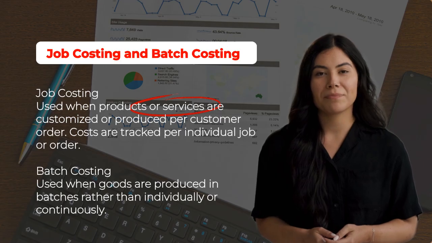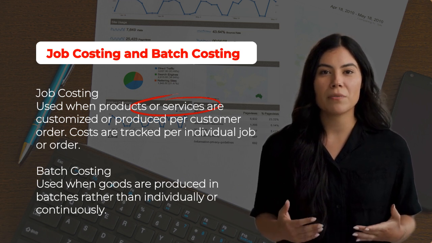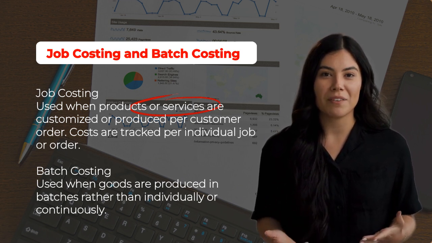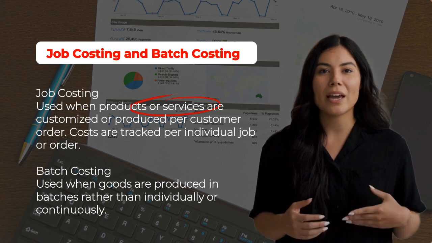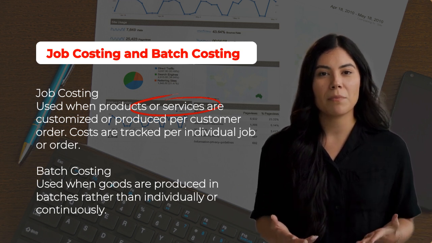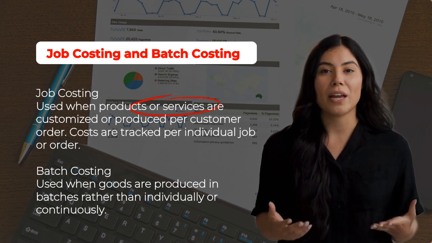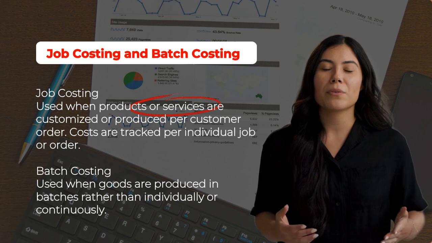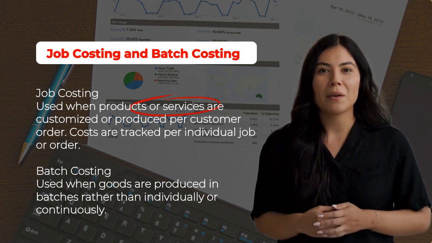Job costing, used when products or services are customized or produced per customer order. Costs are tracked per individual job or order. Examples: printing press, carpentry workshop, repair shops. Each job has a job cost sheet detailing direct materials, direct labor, and overhead. Suited for low volume, high variance environments.